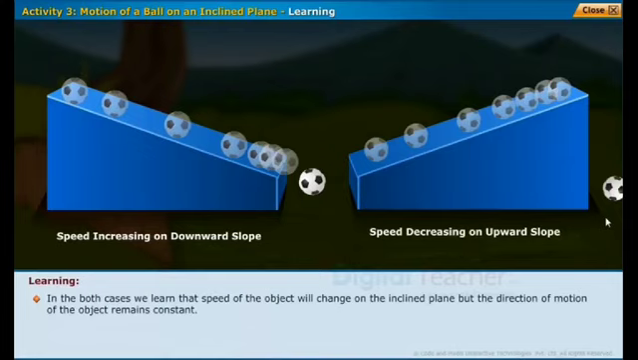From this activity, we learn that in both cases, the speed of the object will change on the inclined plane, but the direction of motion of the object remains constant.